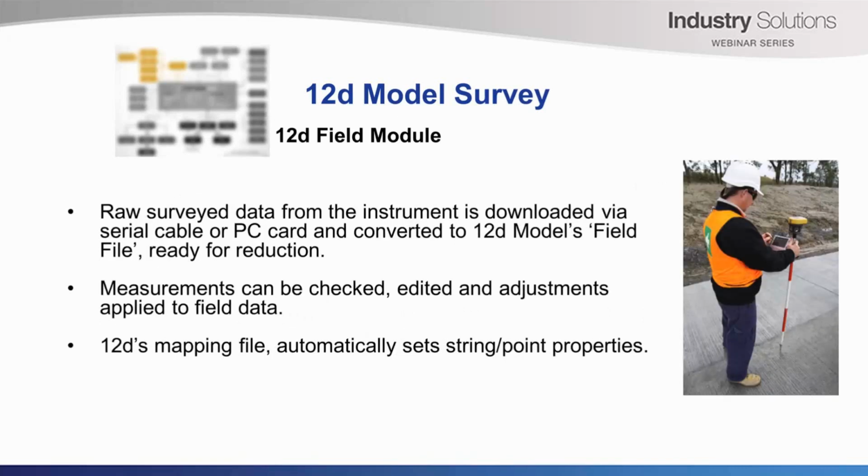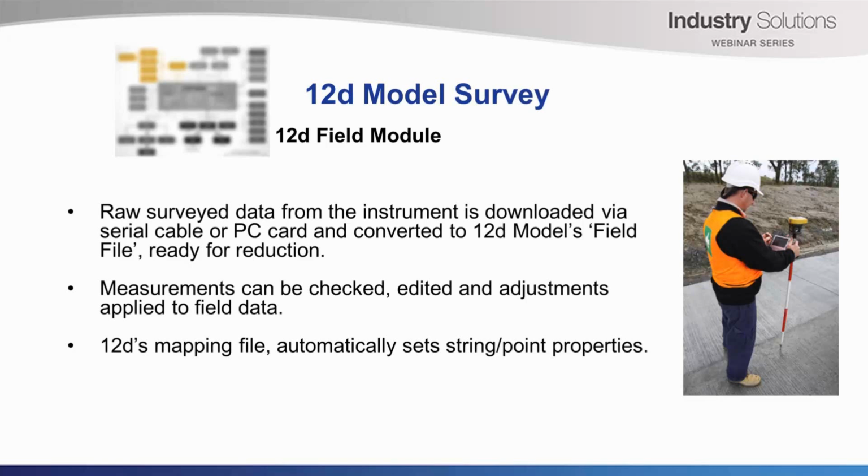With the 12D field module, raw survey data from an instrument is downloaded via a serial cable or PC card and converted to 12D model's field file ready for reduction. Measurements can be checked, edited and adjustments applied to field data.